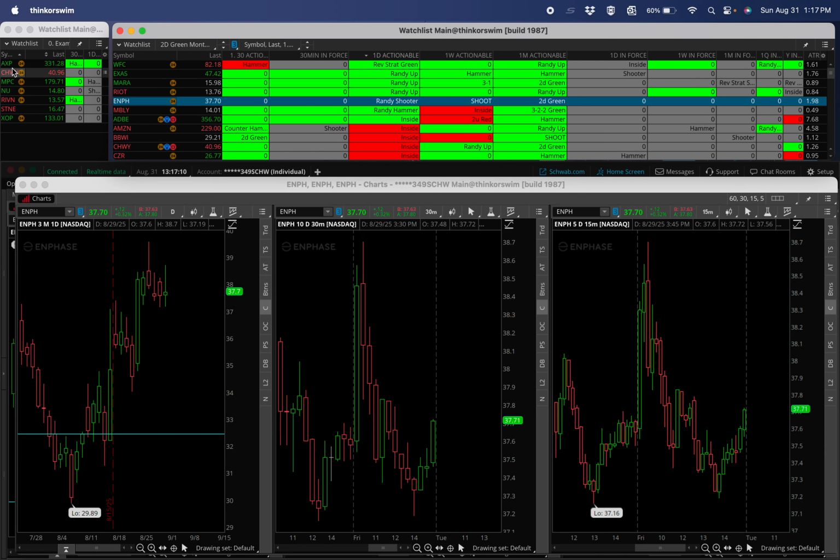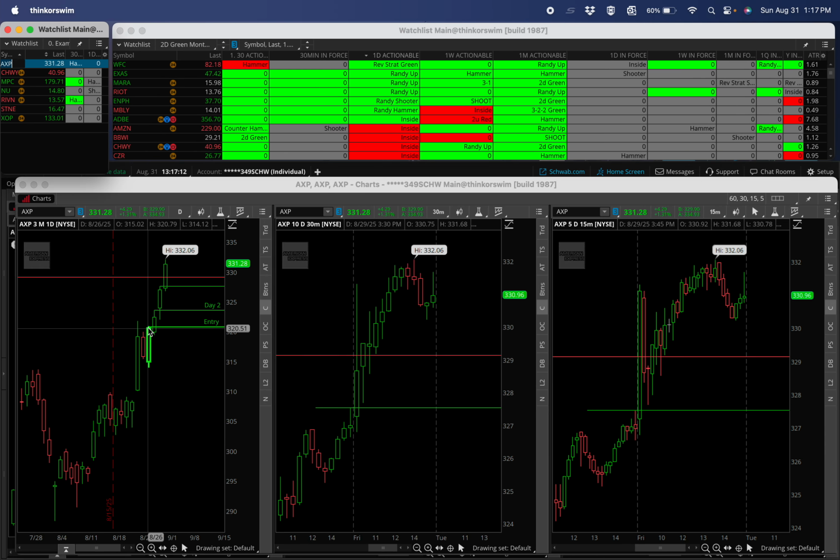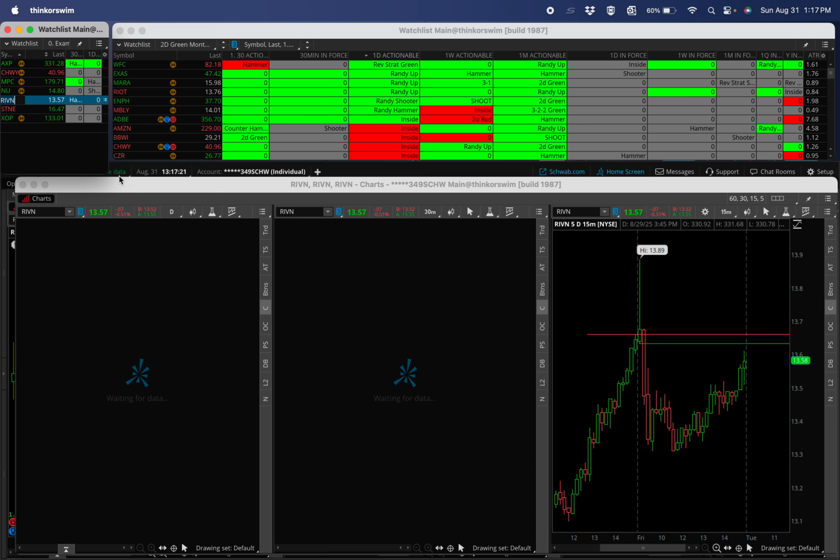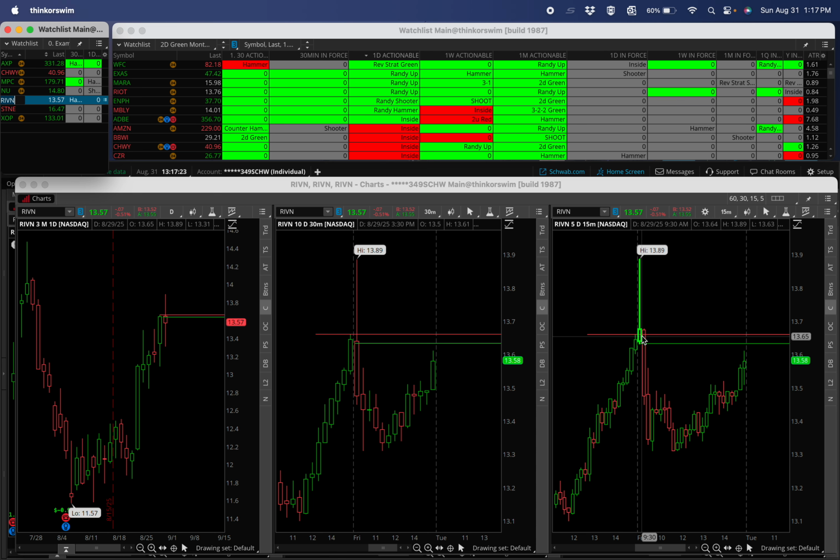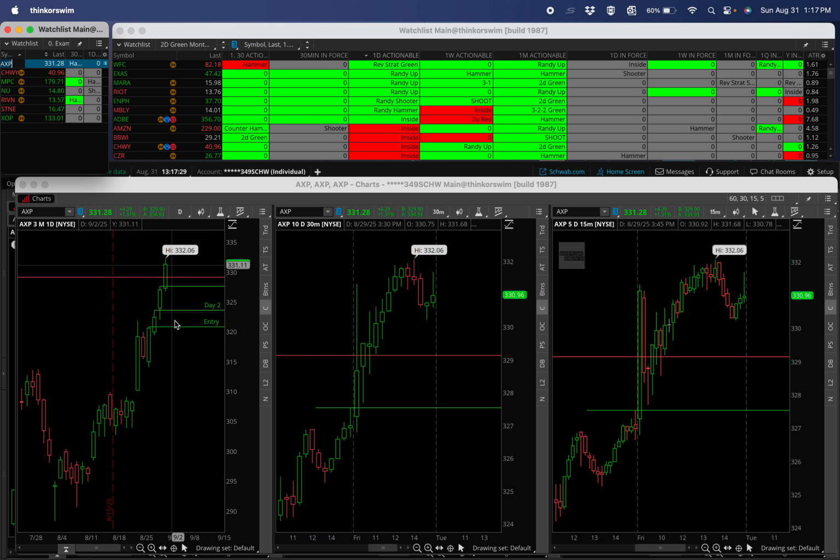Perfect example. AXP. Take that 3, 2, 2, 2. You've been long here. Boom. $12. That winner, if you could lock in that winner alone, and let's say you took Rivian and it failed. It failed in the first 20 minutes. You lost maybe 10 cents there. You won $12 on AXP.